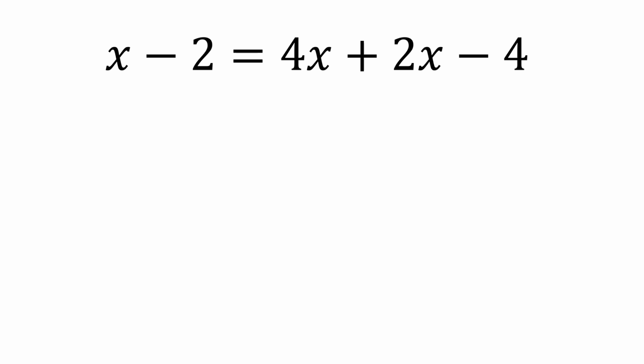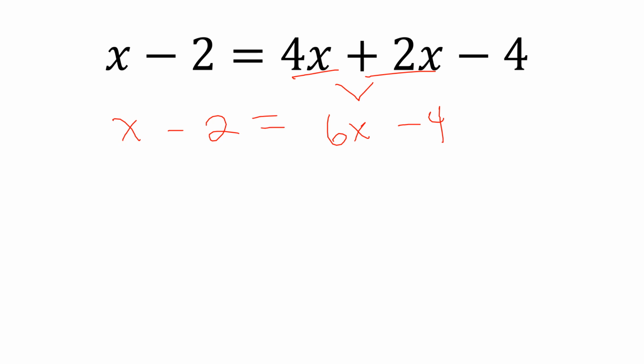If x minus 2 equals 4x plus 2x minus 4, then we're just combining the different skills that we have. We know that we can combine these x's together, so 4x plus 2x gives you 6x. I bring down the minus 4, so now x minus 2 equals 6x minus 4.